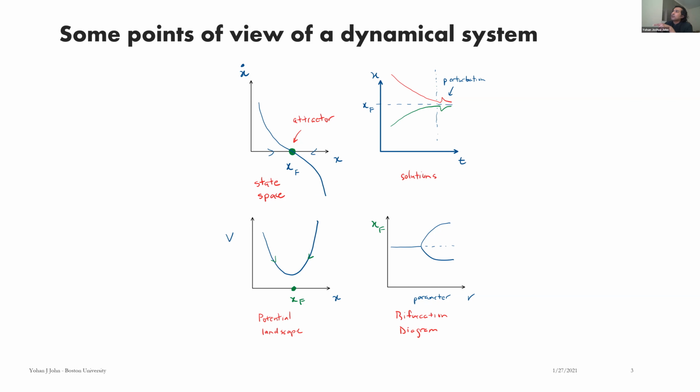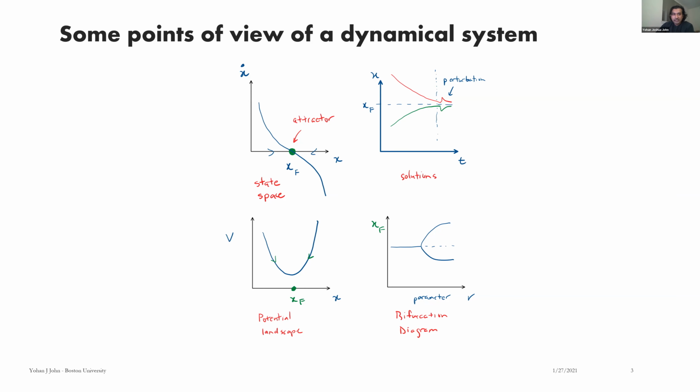On the top right, you see a solution or a trajectory. That's not the state space, but once you've analyzed the system, that might be one of the possible trajectories you get. On the bottom left, you see the potential landscape. In 1D, you can always compute a potential, and the system will tend downwards with respect to potential, which you can always think of as a cost function. And what we're going to talk about today, we'll be looking at bifurcation diagrams.